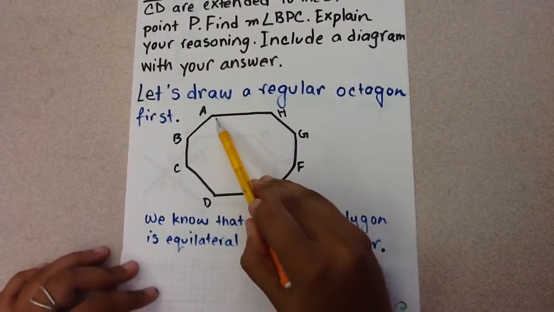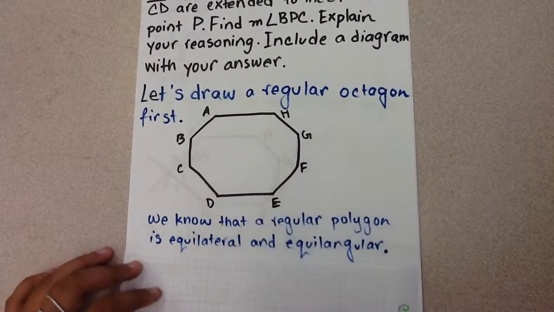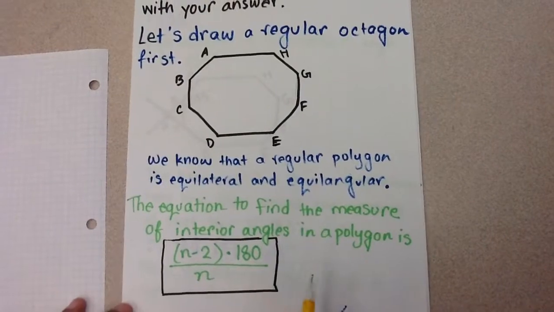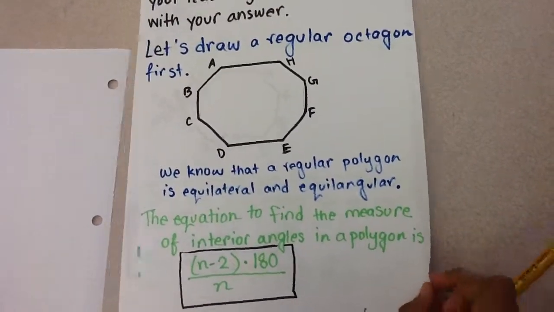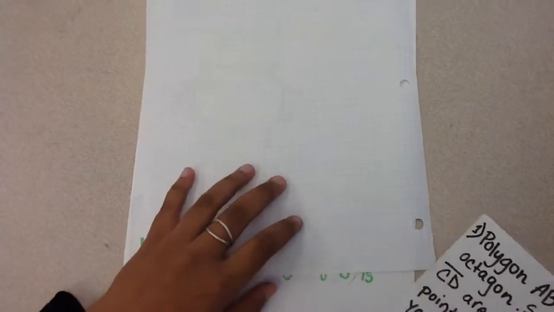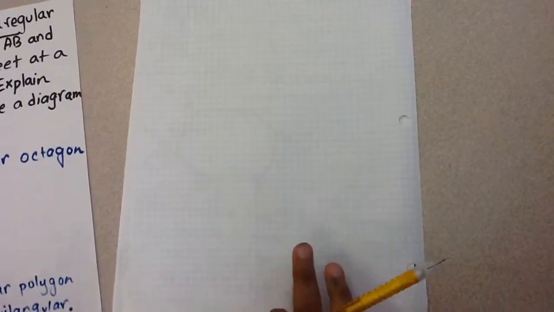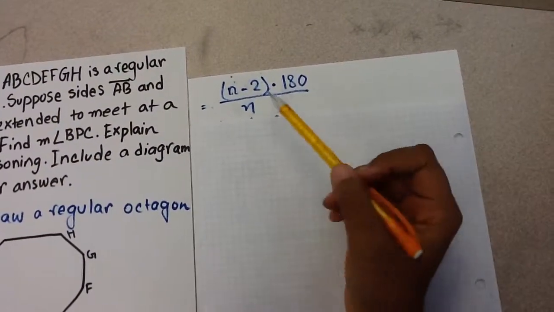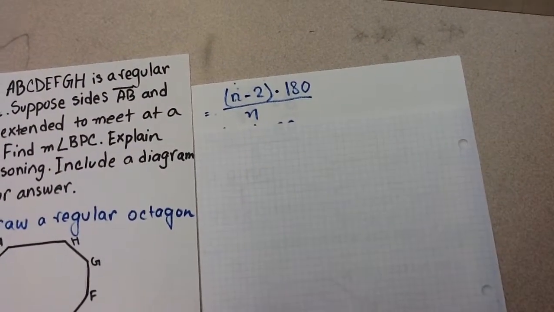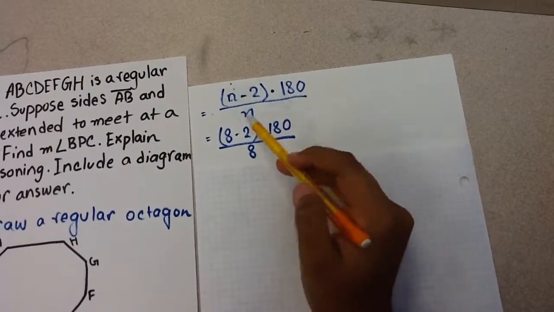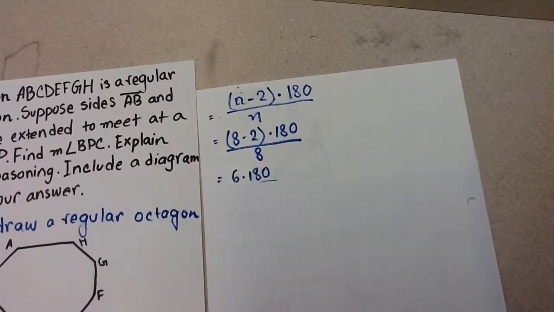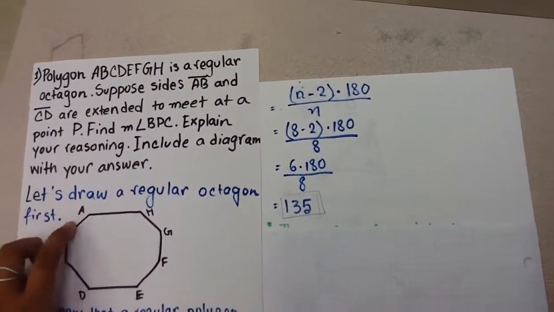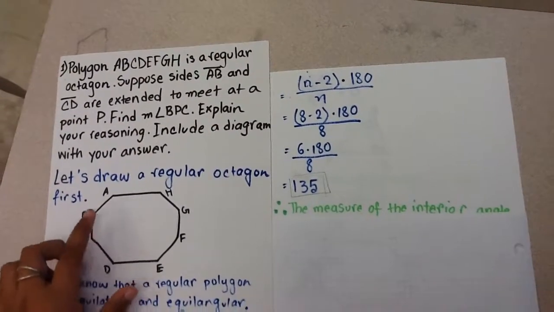So to find the measure of each one of these angles, we can use this equation: n minus 2 times 180 divided by n. And for this equation, n basically means the number of sides. We know that it's an octagon, so that means it has 8 sides. So 8 minus 2 times 180 over 8 is 135 degrees. Now we know that each one of these interior angles has a measure of 135 degrees.